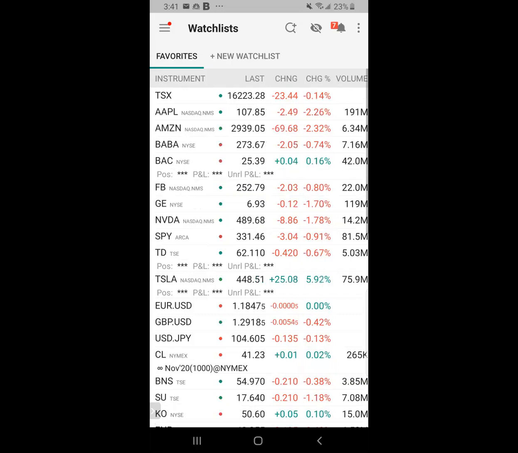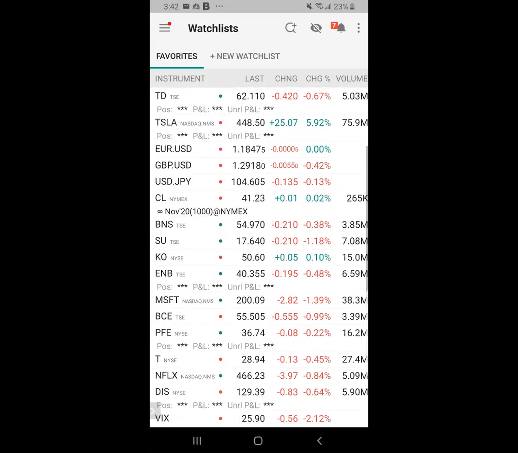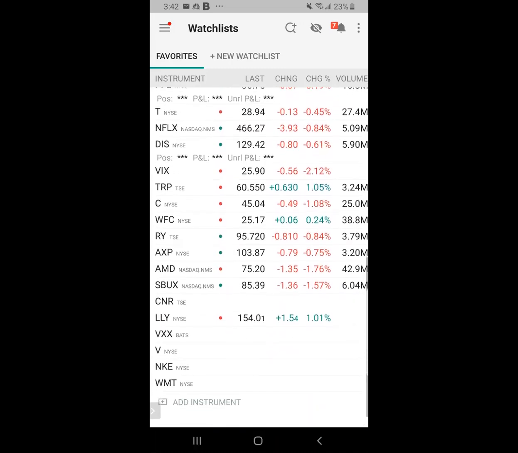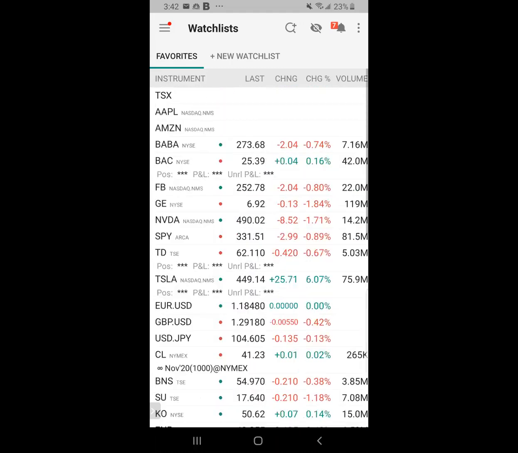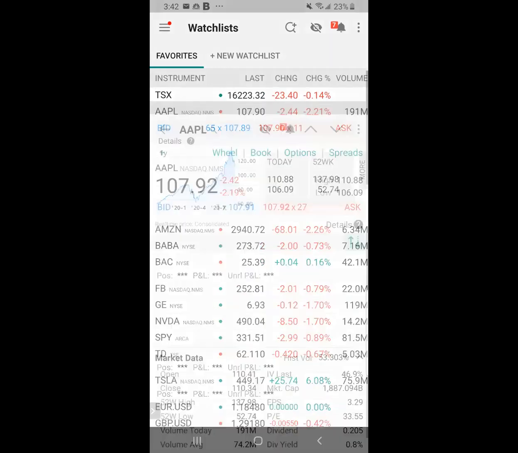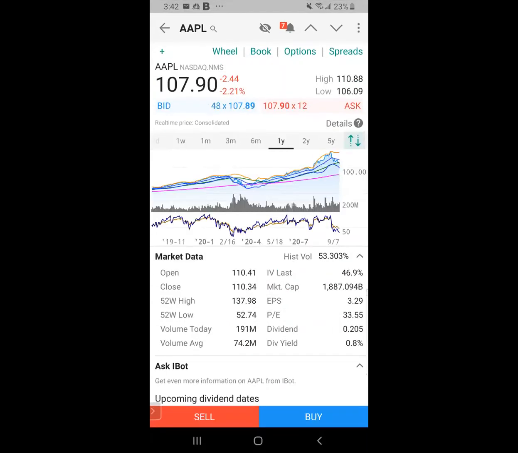So we're going to take a look at the universe of stocks that we trade, and we have decided today to place a trade on Apple. Okay, so let's take a look at Apple, and here's Apple here. It's trading at $107.90, so it's down a little bit for the day. We're going to take a look at where we want to buy it and at what price point.